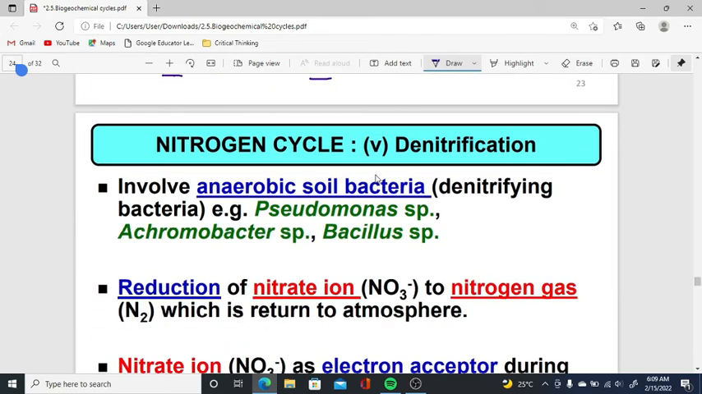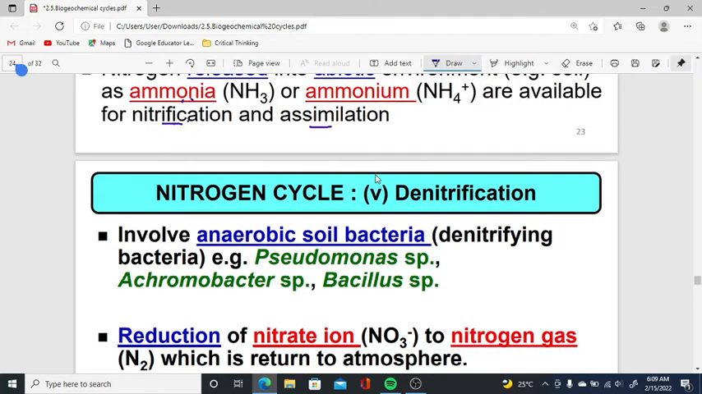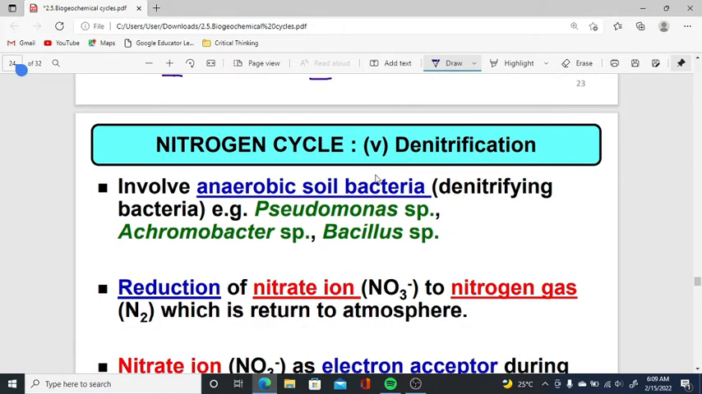Okay, so the last one is denitrification. Okay, so kalau nitrification, kita convertkan ammonia ataupun ammonium kepada nitrate ion. So kalau denitrification, kita akan convertkan nitrate ion kepada nitrogen gas. Kita nak convertkan nitrate kepada nitrogen gas. Okay, kalau tadi oxidize, sekarang dia akan reduce, dia terbalik. So it will involve anaerobic soil bacteria, for example is Pseudomonas species, Achromobacter species and also Bacillus species.